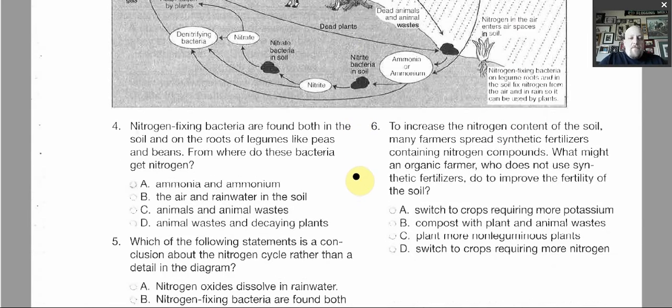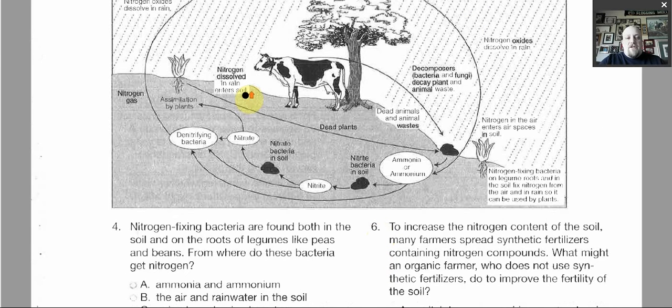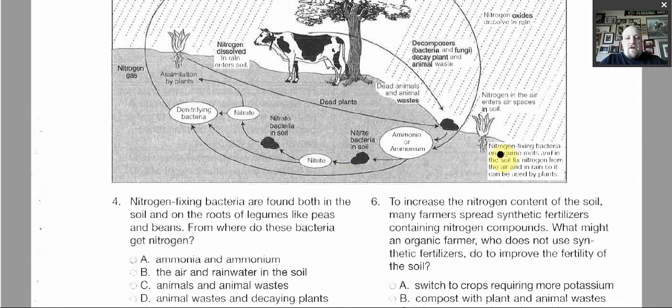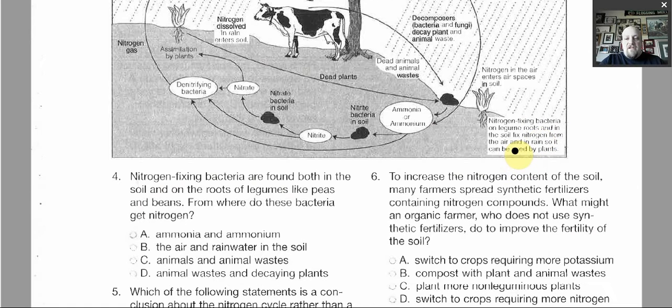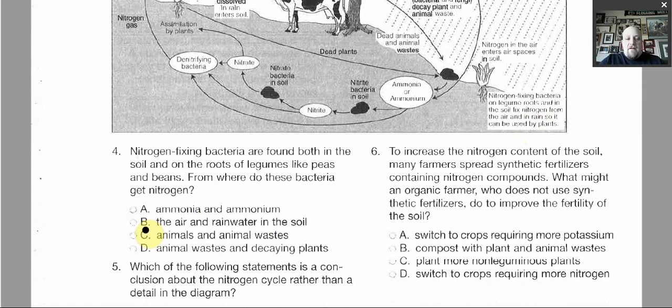So, question one, nitrogen fixing bacteria are found both in the soil and on the roots of legumes like peas and beans. From where do these bacteria get nitrogen? You can look at the chart, but you're also seeing it right here. Nitrogen fixing bacteria on legumes and in the soil fix nitrogen from air and rain. So right there, that's going to be your answer.